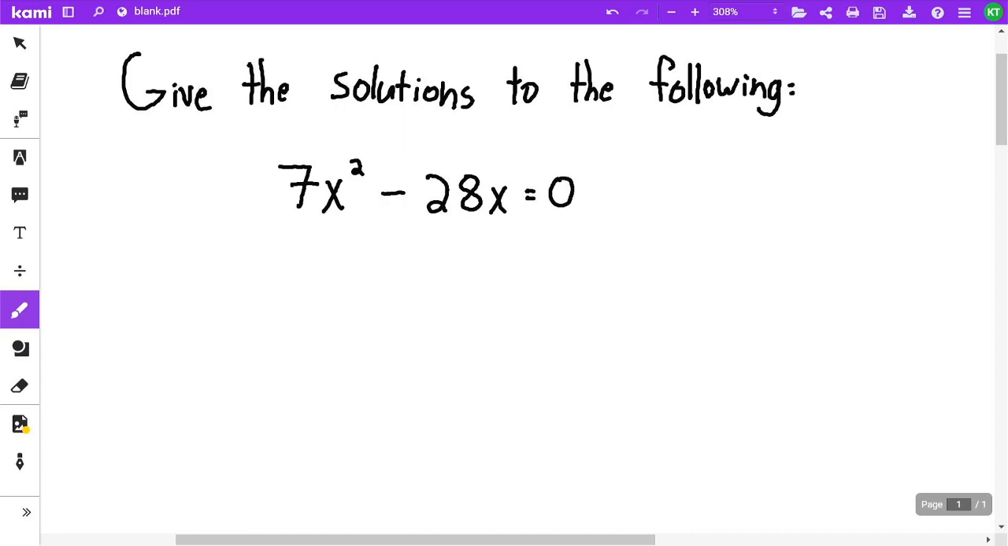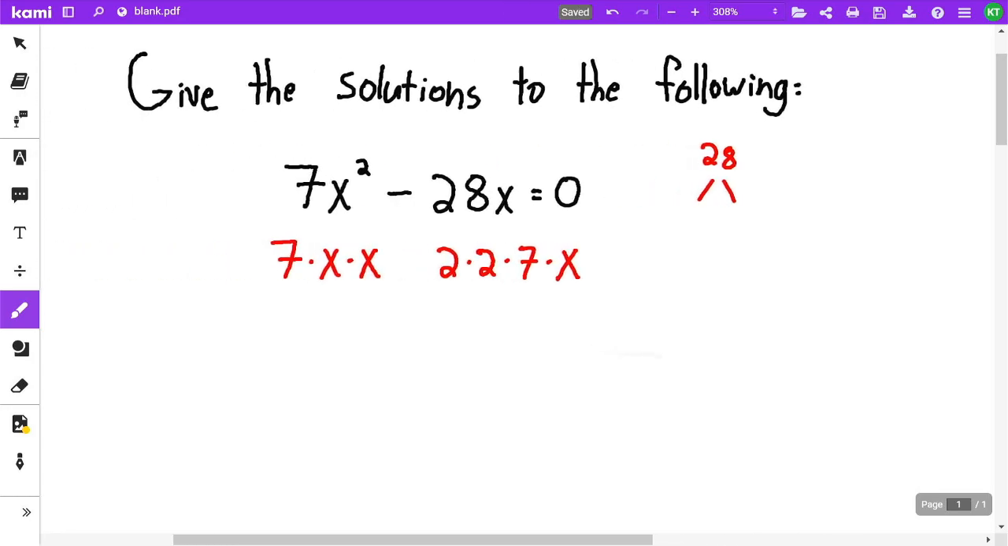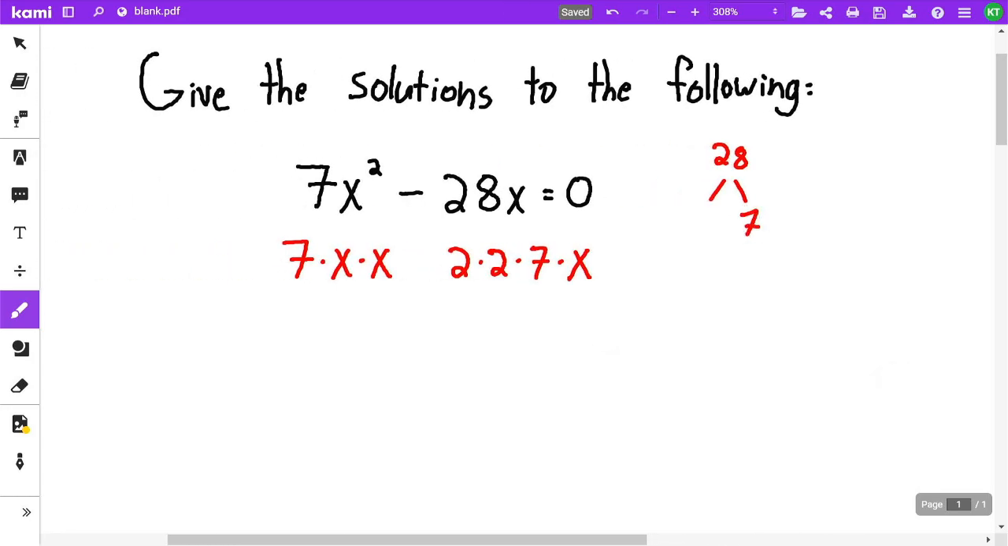these two terms. So 7x squared, I can rewrite that one there as 7 times x times x, and then 28, I can rewrite that one as 2 times 2 times 7 times x. And that's just done by breaking down my 28. So 28 is equal to 7 times 4. And then if I want to break that down further, that's 2 and 2.